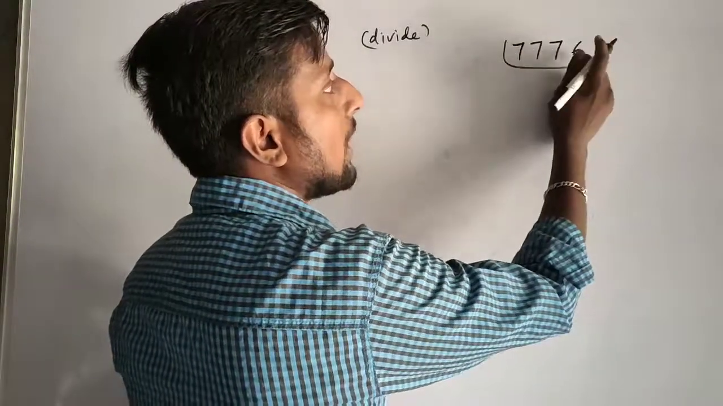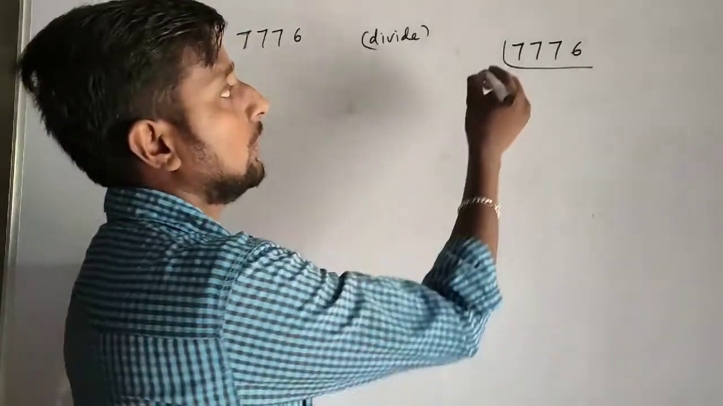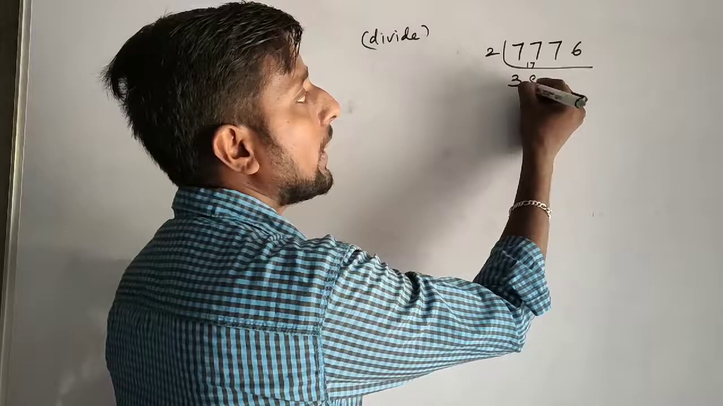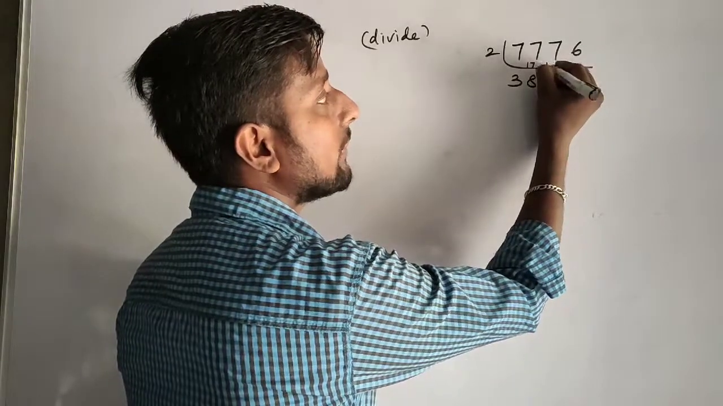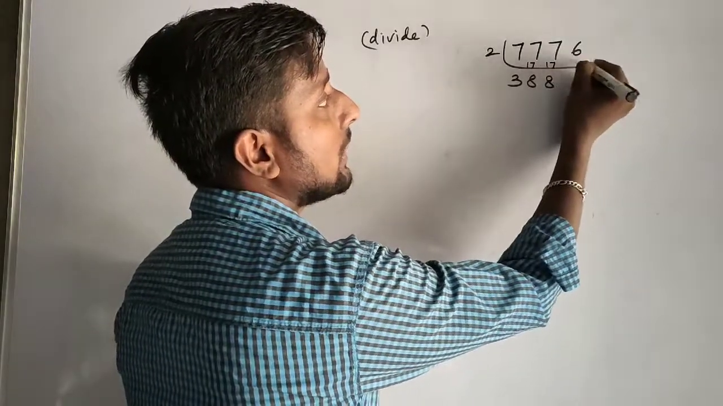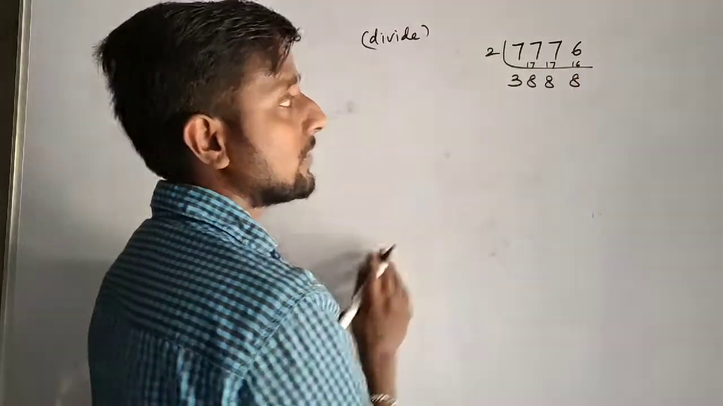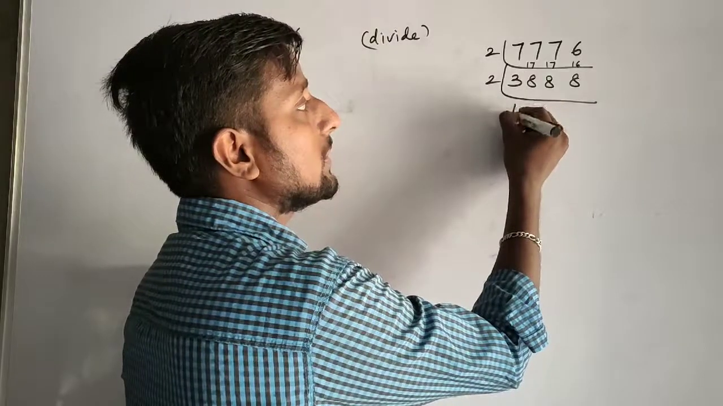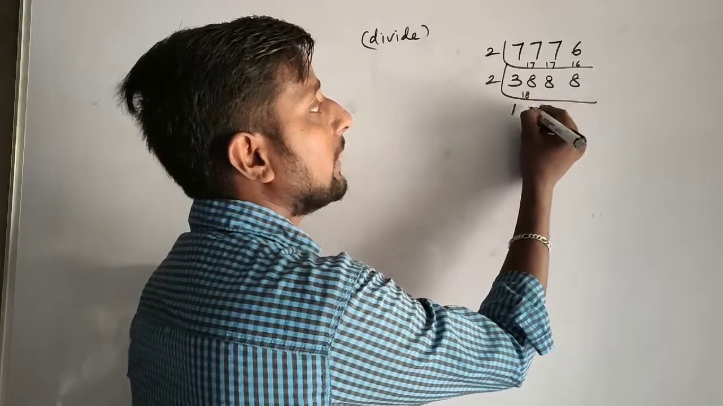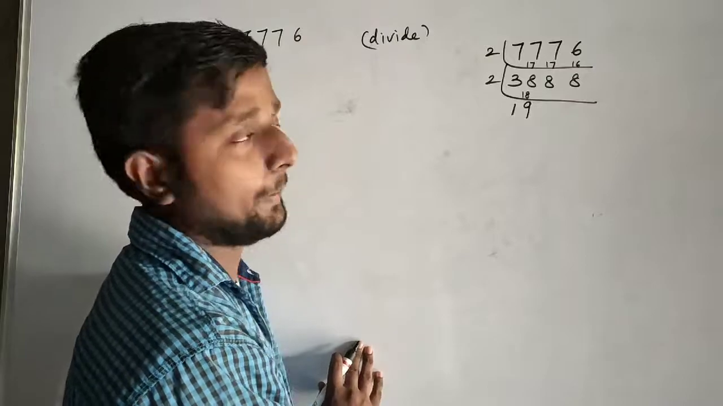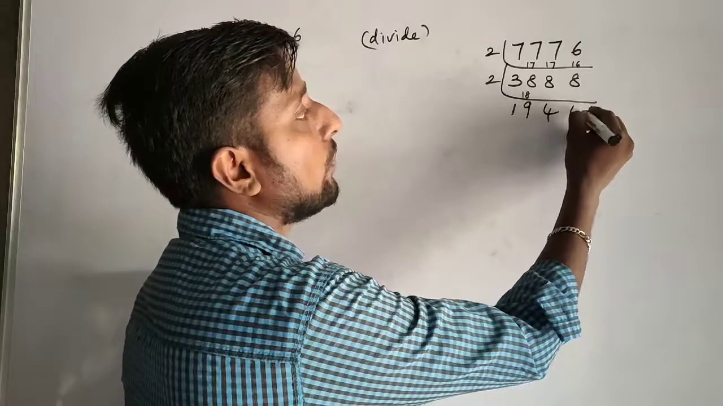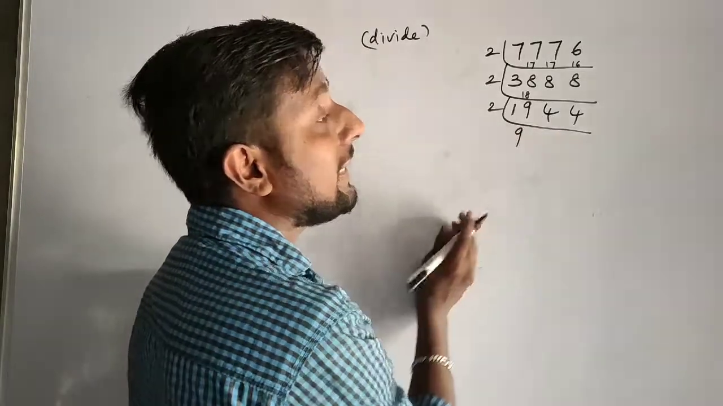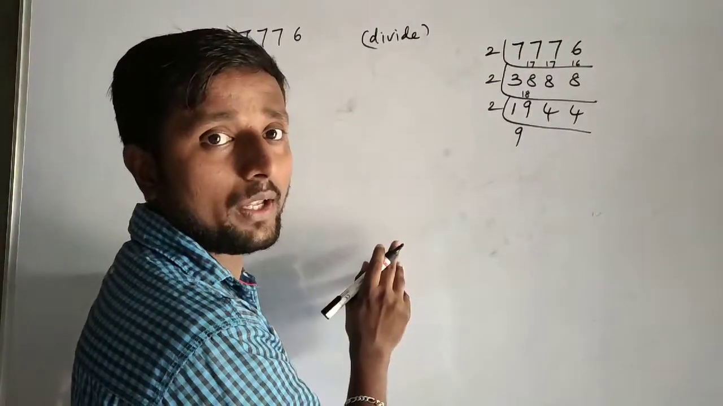7776. The last number is 6, so we can divide by 2. 2 3s are 6, 1 left. 7776 divided by 2 gives 3888, then 1944, then 972. Next, 2 table: 2 1s are 2, 1 left and the next number 8, 18. 2 9s are 18. 2 4s are 8, again 2 4s are 8. Again 2 table, 2 9s are 18.